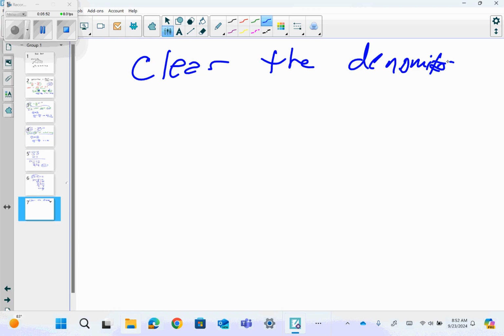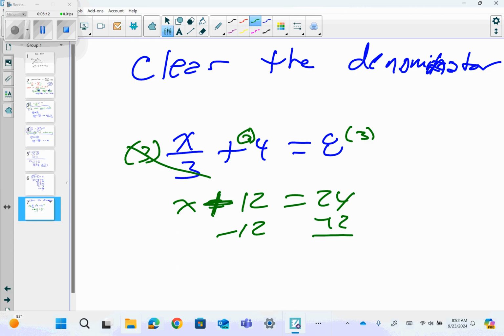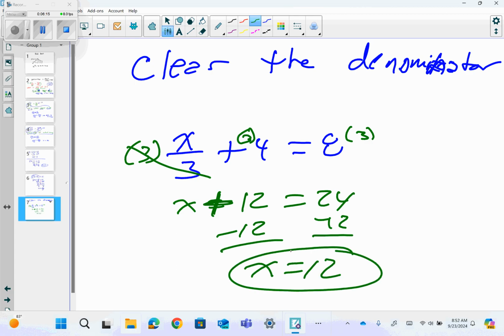And then remember, there was the one where we clear the denominator. I can't spell. So if I had, say, x over 3 plus 4 equals 8, get rid of that fraction. Multiply everything by 3 before you start moving anything. So those cancel, and that's x plus 12 equals 24. Subtract 12 from both sides. So x equals 12 as an answer.